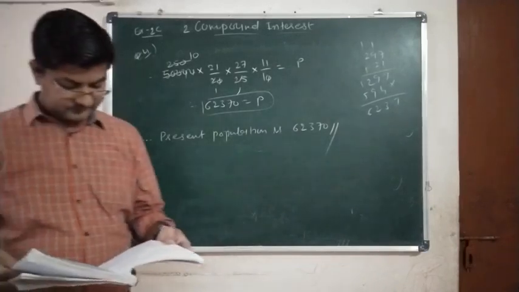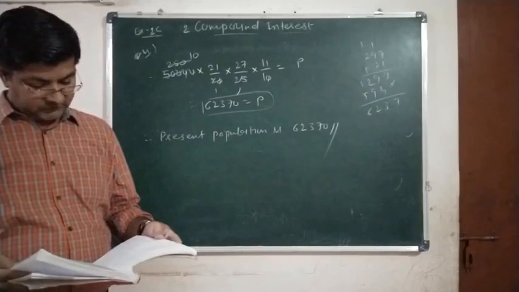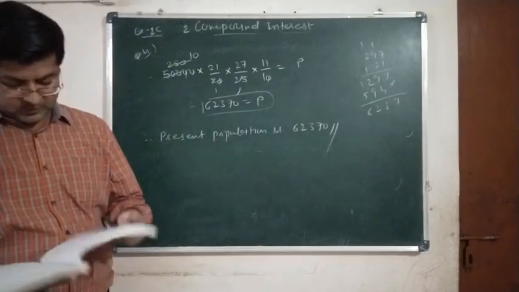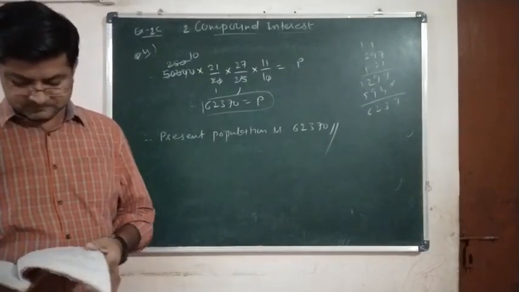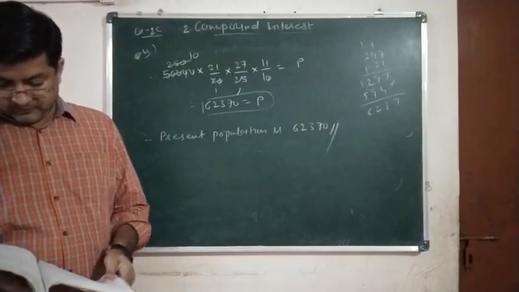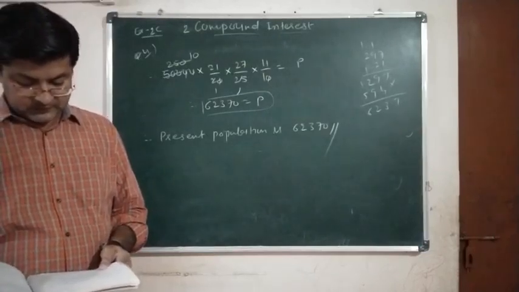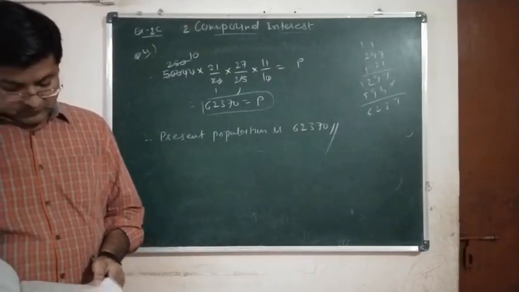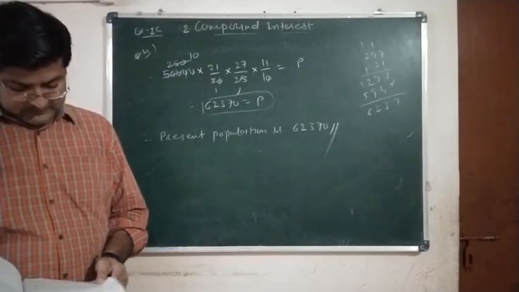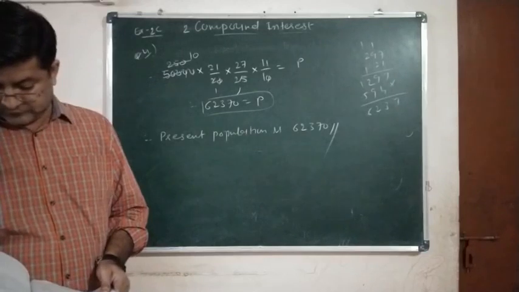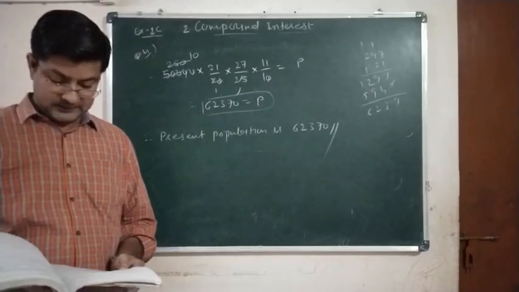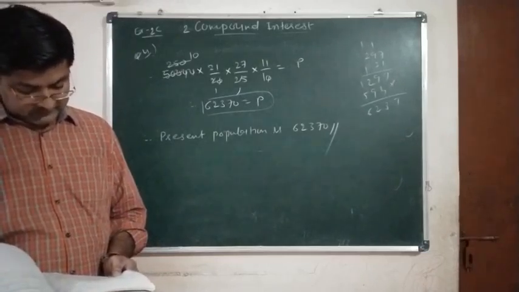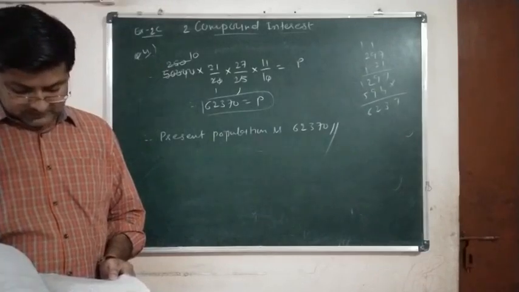A farmer has an increase of 12.5% in the output of wheat in his farm every year. This year he produced 2916 quintals of wheat. What was his annual production of wheat 2 years ago? So the present production is 2916 quintals, it is given. We have to find the production of wheat 2 years ago. You are given the rate of increase, that is 12.5%.